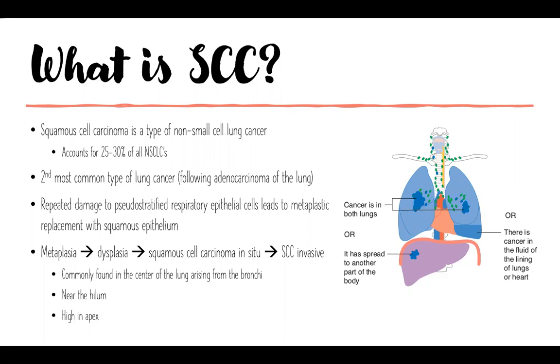With this type of cancer, there is a strong association with tobacco use. It's commonly found that the damage is right there in the center of the lungs, arising from the bronchi, near the hilum. And because smoke typically rises once it gets into the lung, some of the tumors can be found high in the apex.